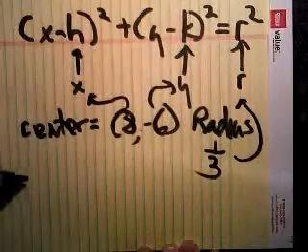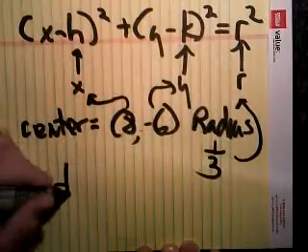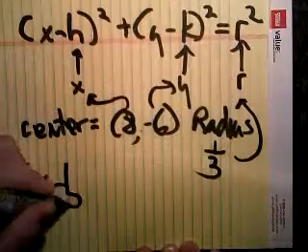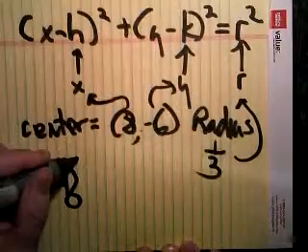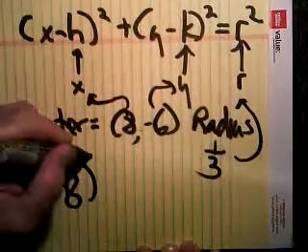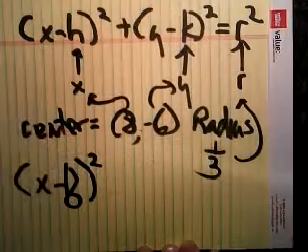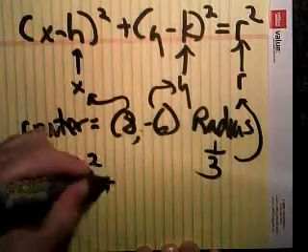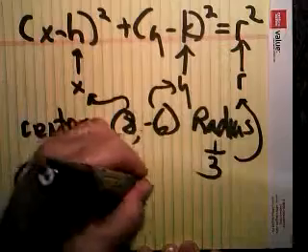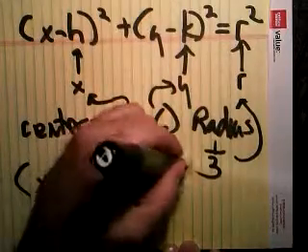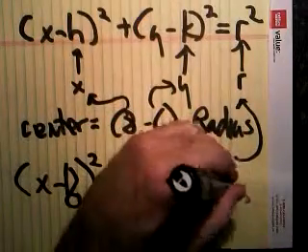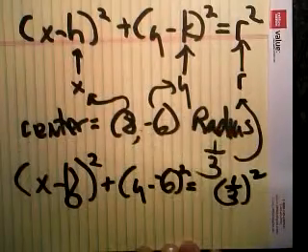So I substitute in x minus 8, told you I fumbled through, squared, plus y minus a negative 6 squared is equal to 1/3 squared.